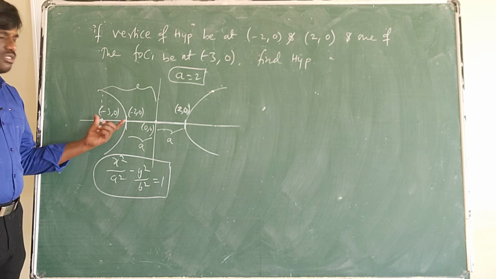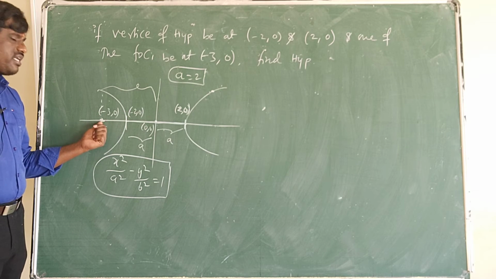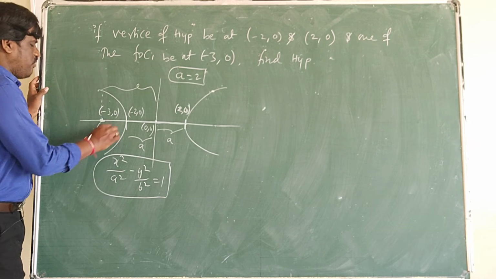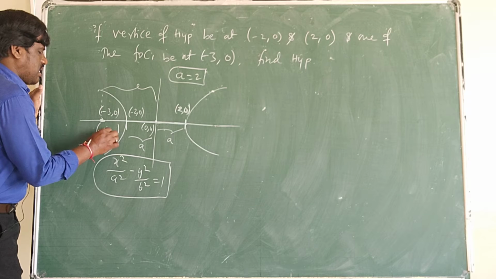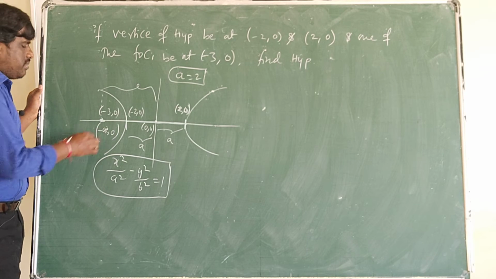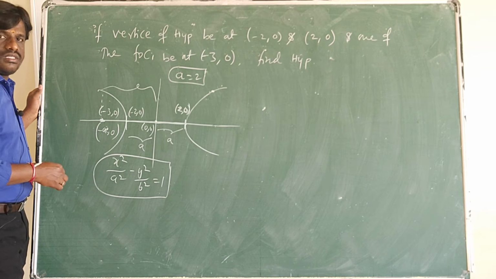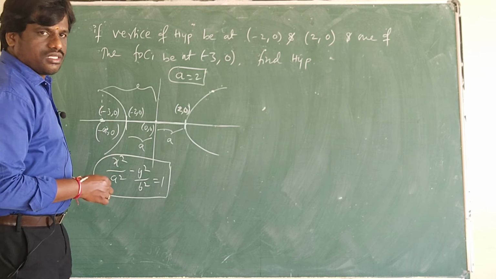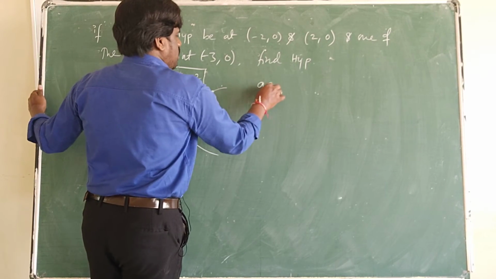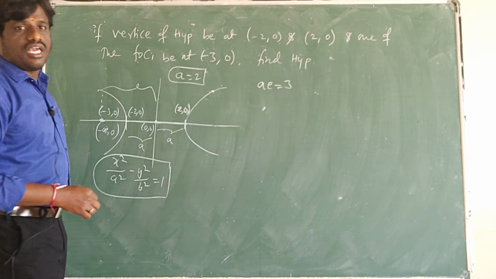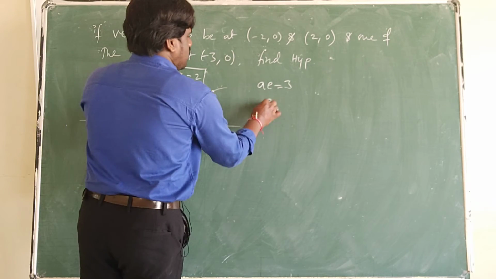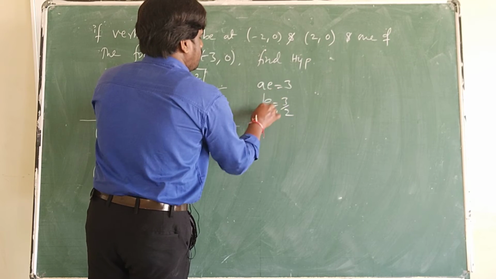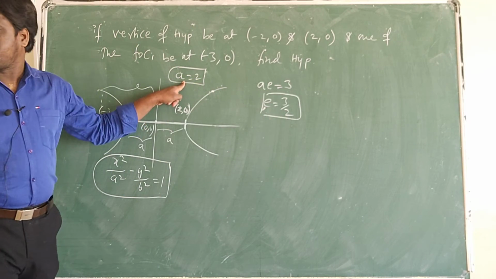Distance is 3. What is this called? From here to here, what is this point? Focus, in general, is what? Minus AE comma 0. Means AE value is how much? AE is equal to 3. Right? AE is equal to 3. A value is how much? 2. Substitute here. E is equal to how much? 3 by 2. You got E is equal to 3 by 2.